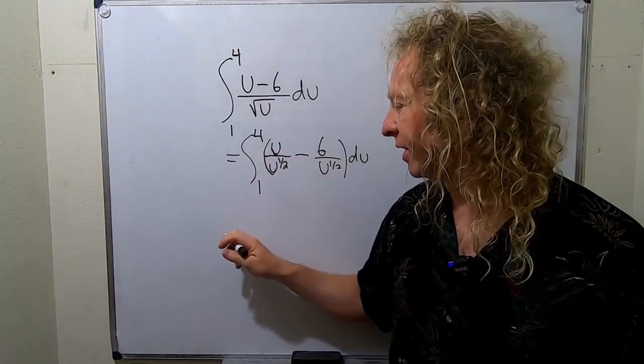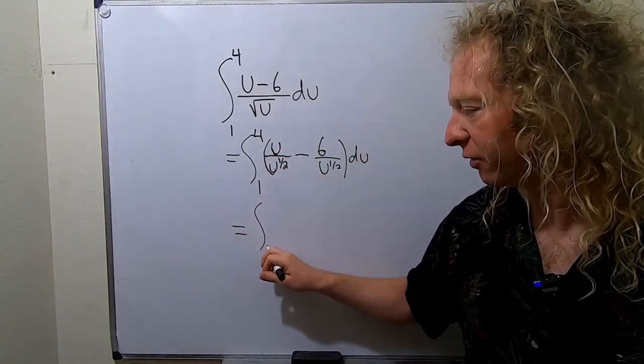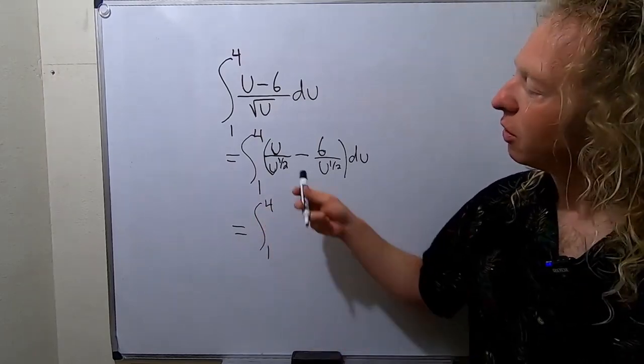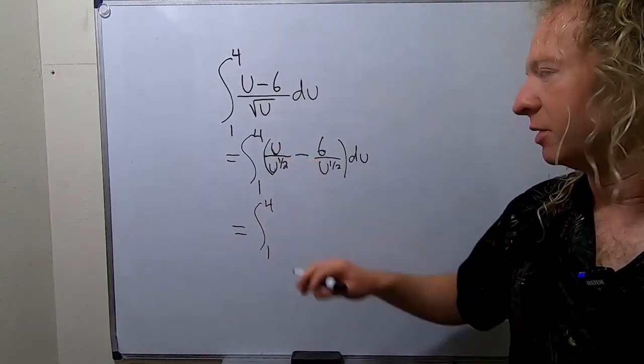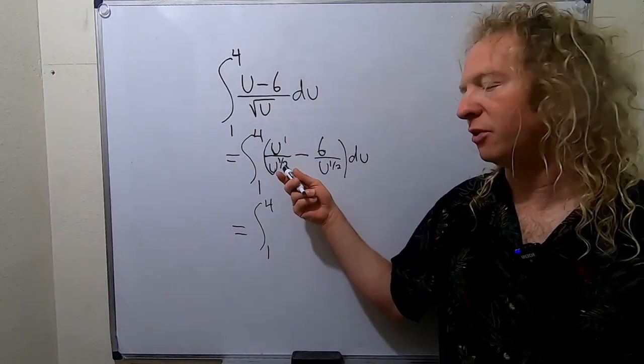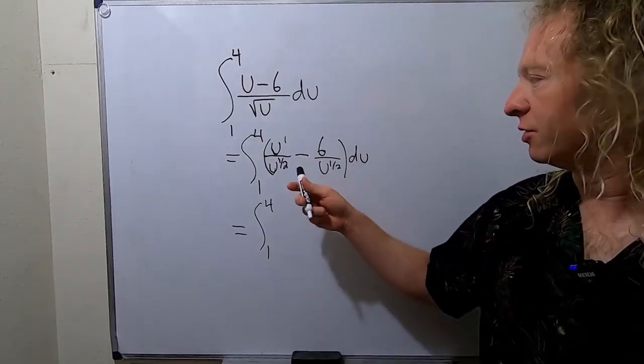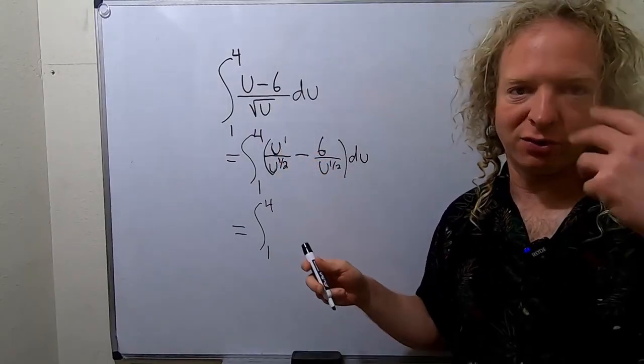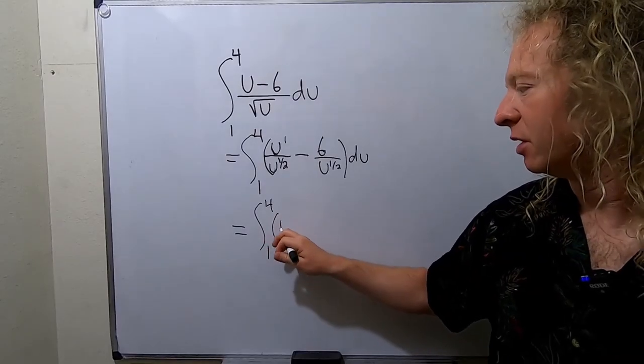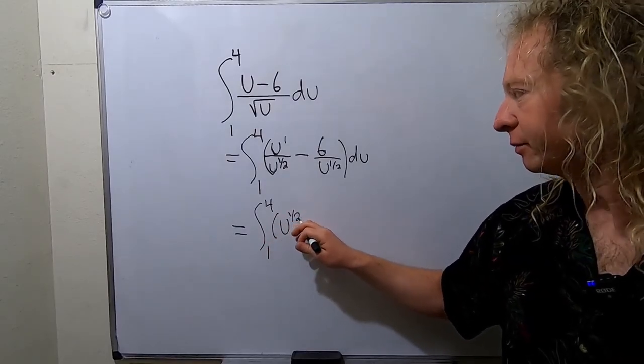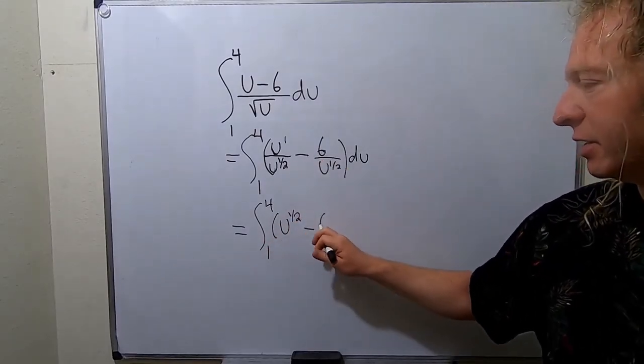Okay, now we can simplify this. So we still have the definite integral. What you do here is you subtract the exponents. You have u to the first power, and then here you have u to the 1 half. So you do 1 minus 1 half, so you get 1 half. So this is u to the 1 half minus 6.